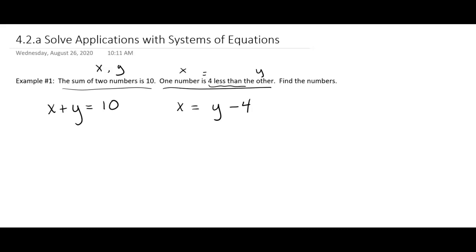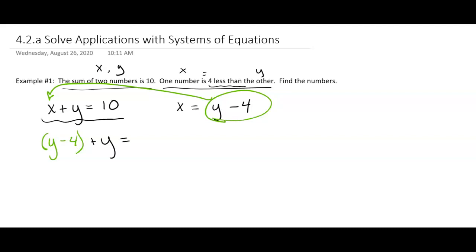So this looks like a good problem for substitution, so we'll review that. I'm going to take all of this y minus 4 and plug it into the other equation for x, because x equals y minus 4. So here comes my y minus 4. And then I have to continue writing this equation right here, plus y equals 10. I don't really need the parentheses in this case. There's nothing to distribute.